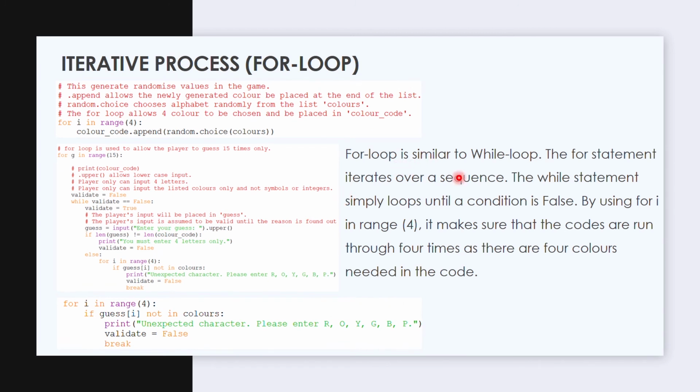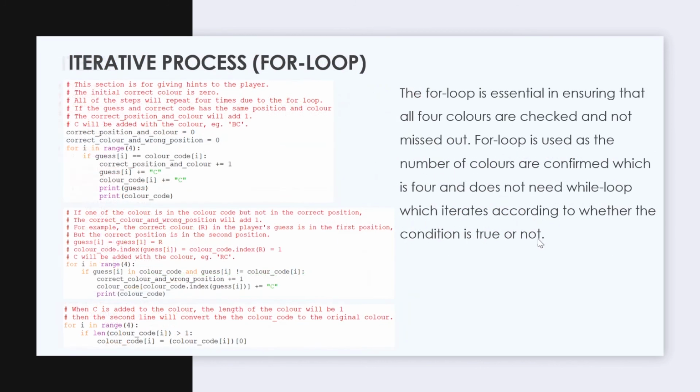For loop is similar to while loop. The for statement iterates over a sequence. The while statement simply loops until a condition is false. By using i in for range parentheses in for, it makes sure that the code is run through 4 times as there are 4 colors needed in the code. The for loop is essential in ensuring that all 4 colors are checked and not missed out. For loop is used as the number of colors is confirmed, which is 4, and does not need a while loop, which iterates according to whether the condition is true or not.